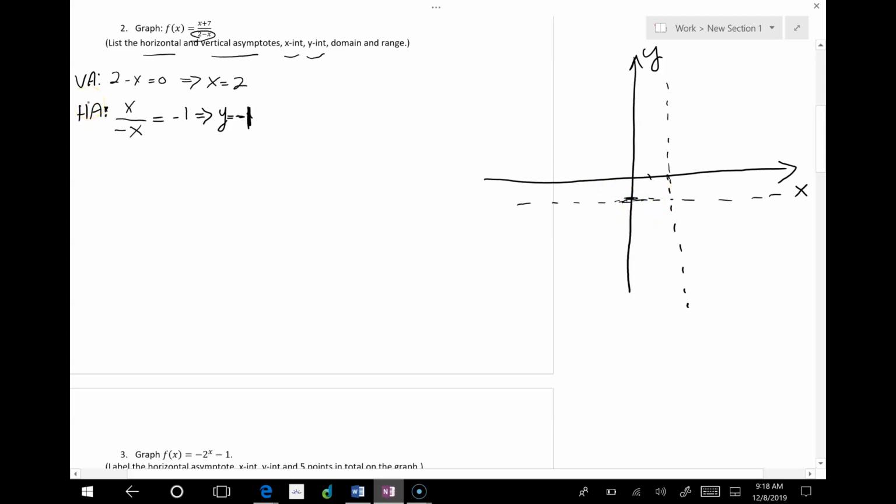So next, you want to find x-intercept. That happens when y is 0. And then y-intercept happens when x is 0. So when y is 0, you have 0 equal to x plus 7 over 2 minus x. So as a result, we don't care about the denominator. When we are putting it equal to 0, we put the numerator equal to 0.